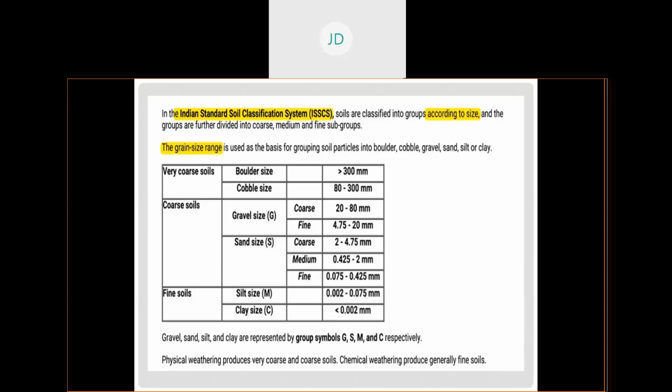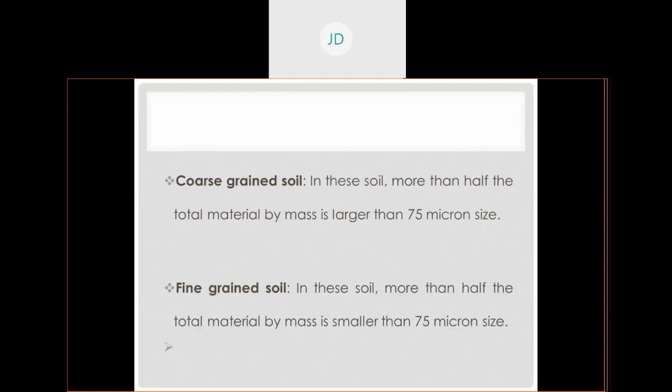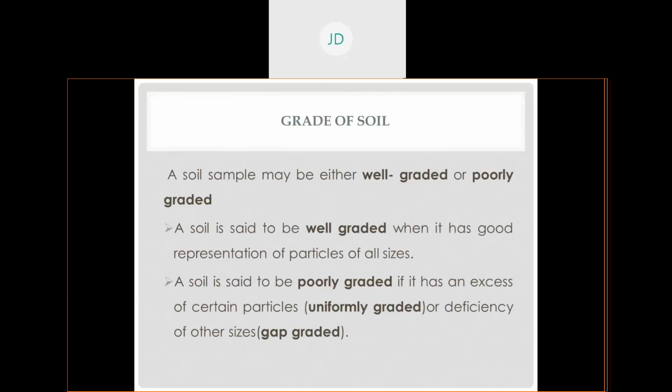Even gravel and sand are divided into different types, like fine sand, medium sand, and coarse sand, and fine gravel and coarse gravel. With higher sizes, the coarse soil becomes very coarse soil. Under very coarse soil, we have cobble and boulder sizes. We also discussed coarse grained soil, fine grained soil, and grade of soil.